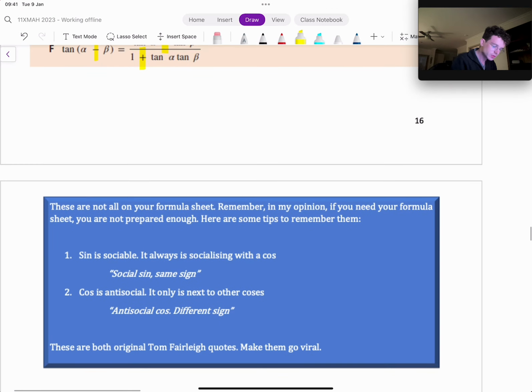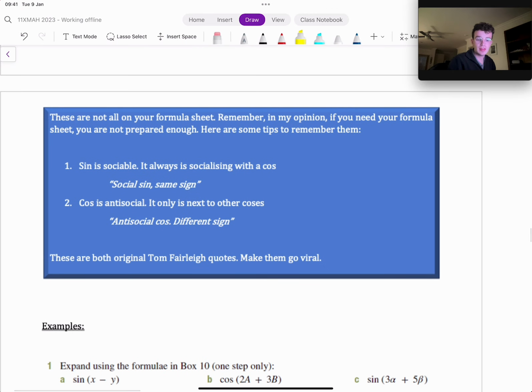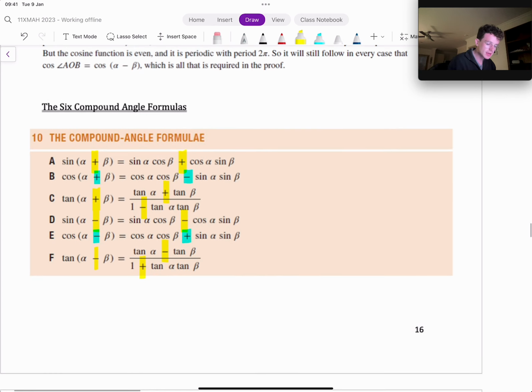So I like to remember these formulas using these little quotes. Number one is sine is sociable. It's always socializing with a cos, and I remember social sine, same sign. So up here, we can see that my sine is always hanging out with a cos, and it's also the same sign. So social sine, same sign.